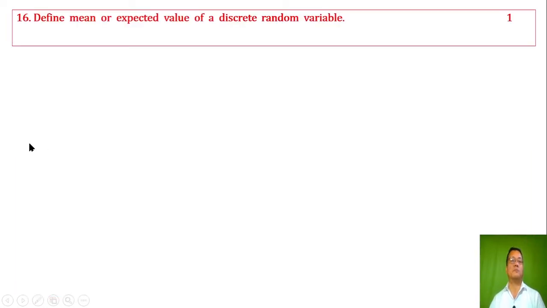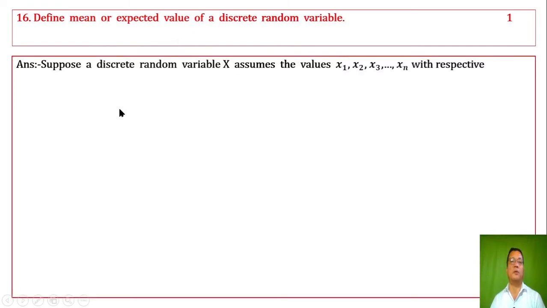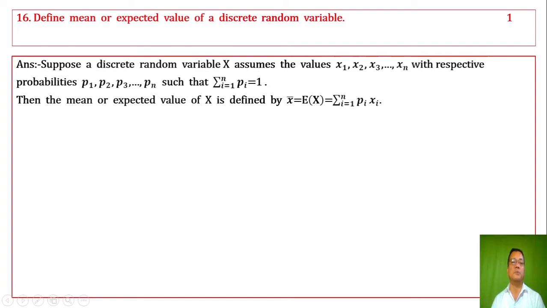Question number 16. Define mean or expected value of a discrete random variable. Suppose a discrete random variable x assumes the values x1, x2, x3, ... xn with respective probabilities p1, p2, p3, ... pn, such that summation of pi from 1 to n is 1. Then the mean or expected value of x is defined by x bar, or expectation of x, equal to summation of pi xi starting from 1 to n.